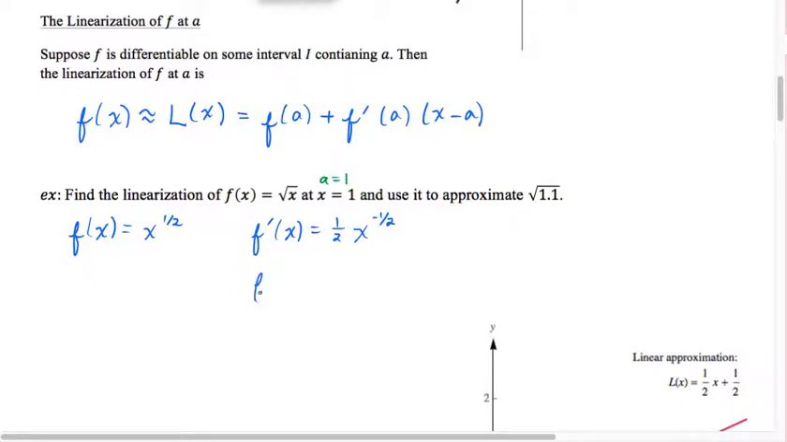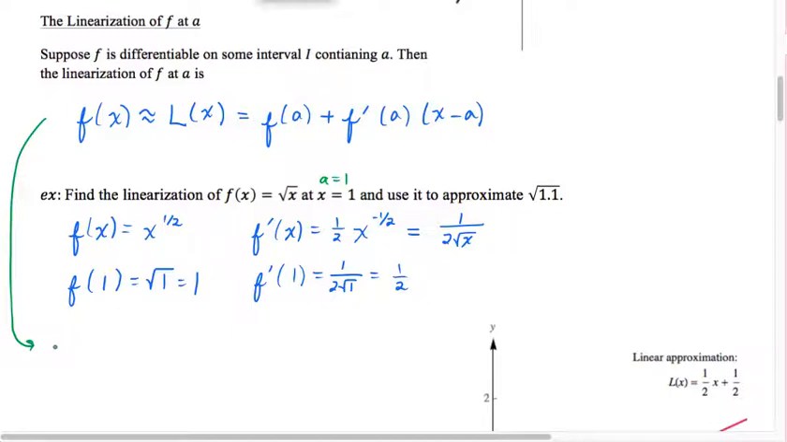Okay, so we need f prime of 1, which is 1/2 times 1 to the negative 1/2. And perhaps we should write that as 1 over 2 times the square root of x. So plugging into that, square root of 1 is 1, so we get f prime of 1 is 1/2. So the slope of the tangent line at x equals 1 is 1/2. So then we need f of 1 as well. If f of x is equal to the square root of x, f of 1 is the square root of 1, which is 1.